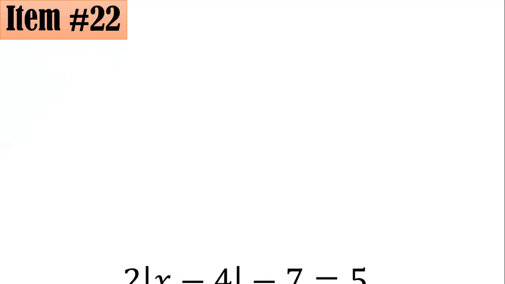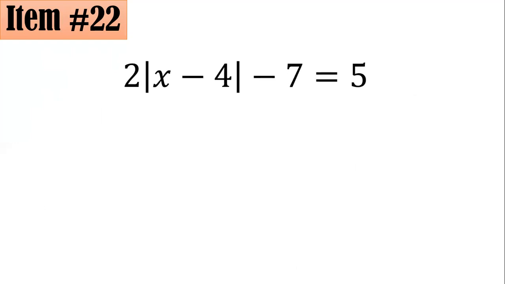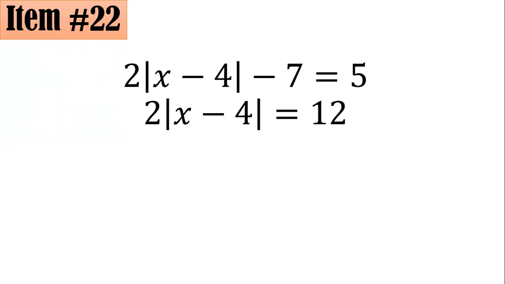For this one, copying the equation, I need to isolate the expression containing the absolute value only. Hence, I need to add 7 to both sides first. So we have twice the absolute value of x minus 4 equals 5 plus 7, which is 12. Also, I would like to divide both sides by 2. And with that, we have the absolute value of x minus 4 is equal to 6.